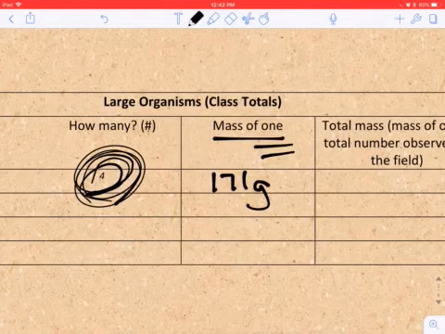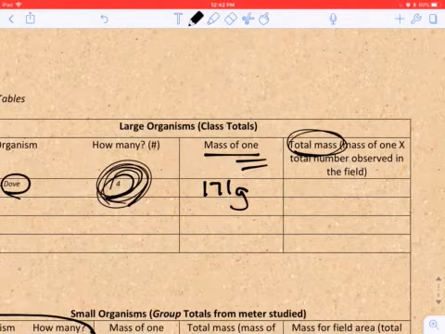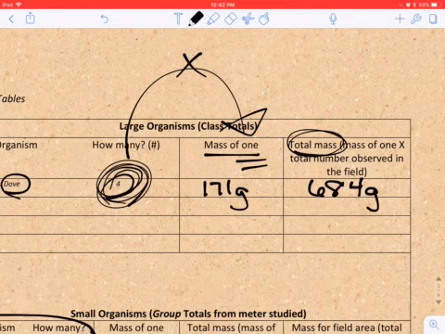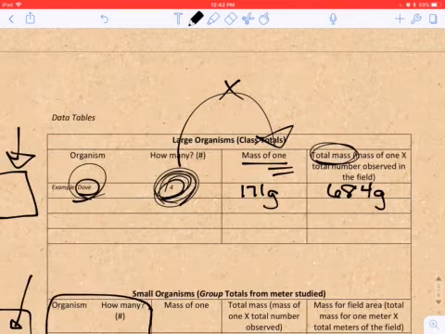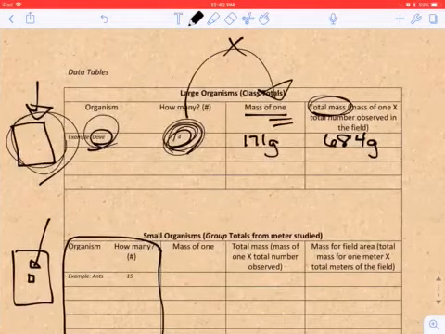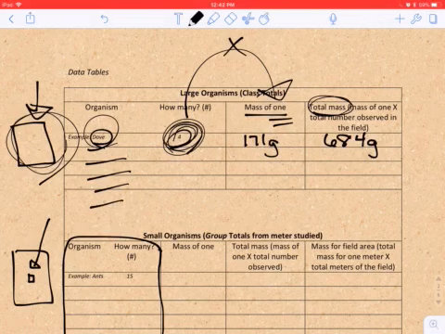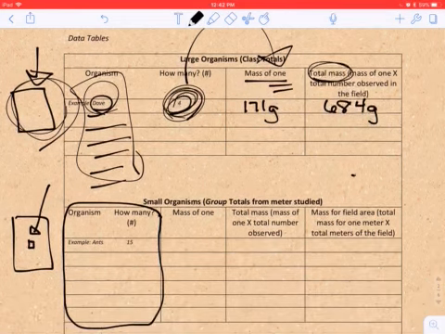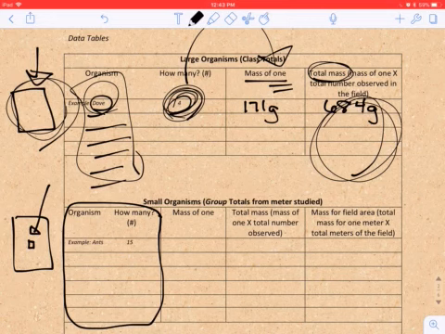We found 4. So how are you going to get the total mass of the entire field? You're going to multiply those 2 numbers together. Okay, that's going to give you 684 grams of doves in the entire field. Do that for all the organisms that we saw as a whole class, because all those organisms are in your food web and pyramid. So we have to calculate all of those numbers right there.